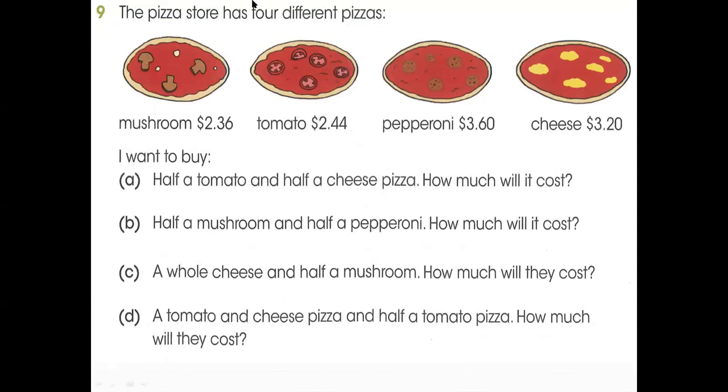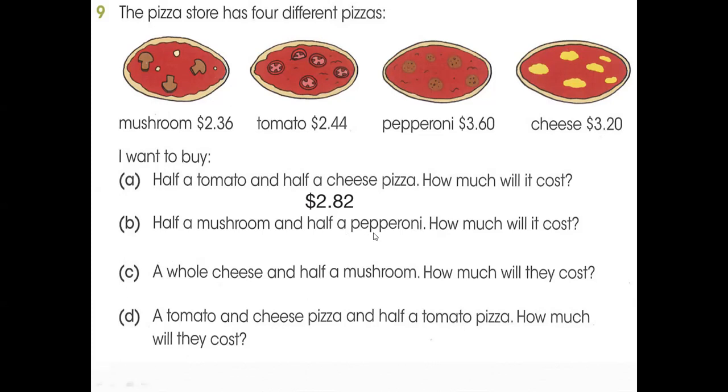Question number 9. The pizza store has four different pizzas. This is the price of the different pizzas. Half a tomato and half a cheese pizza, how much will it cost? We make half for both. For tomato pizza, the complete price is 2.44, the half is 1.22, plus cheese pizza 3.20 made half, 1.60. We plus it and get the answer 2.82.